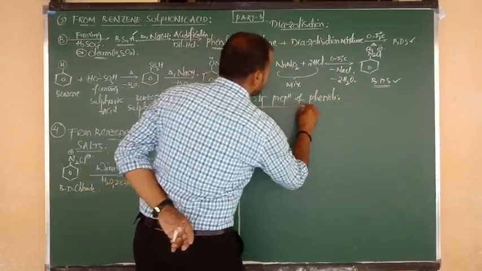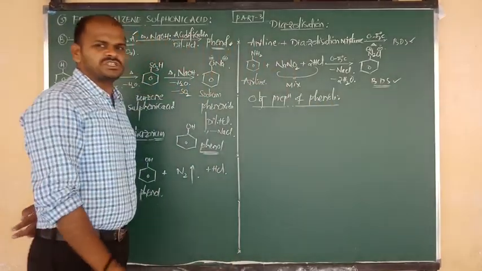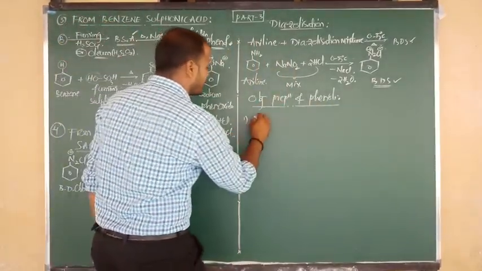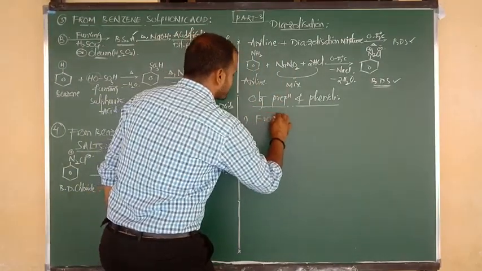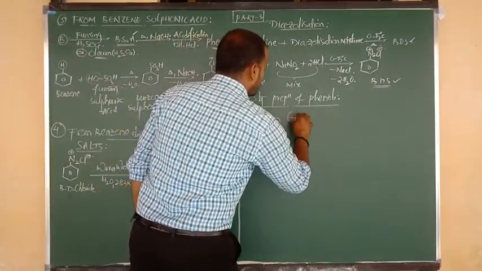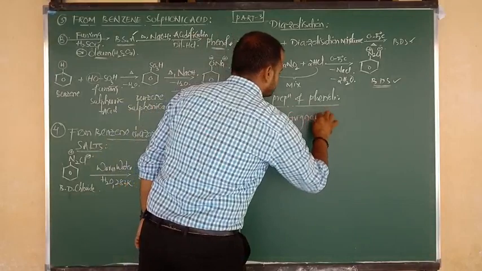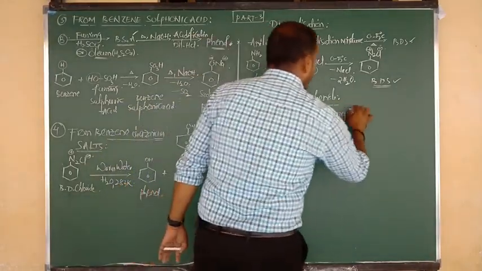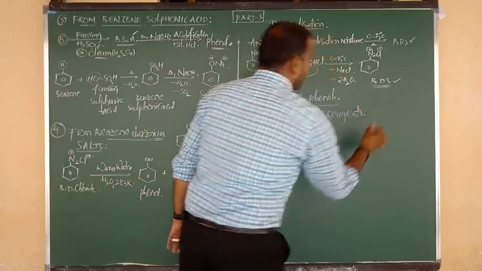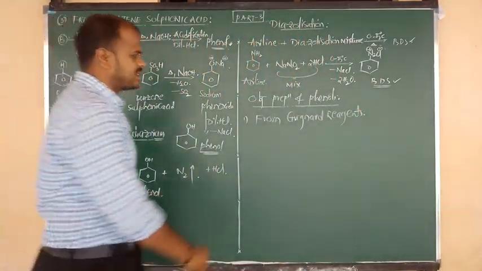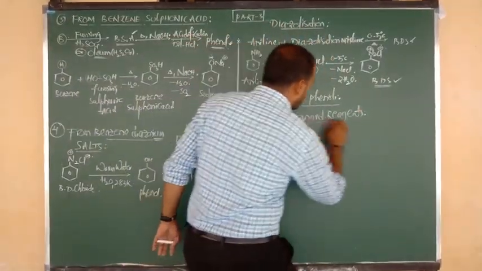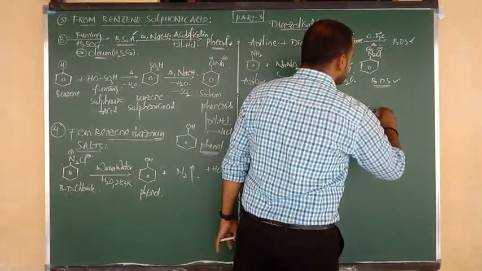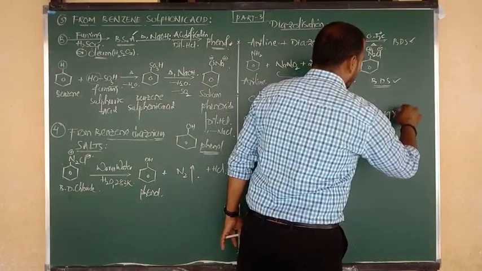Yes, we are going to discuss the objective preparations of phenols. In that, number 1 method is from Grignard reagent. Sir, what is the formula of Grignard reagent? You know very well what the formula is, beta. This is nothing but RMgX.